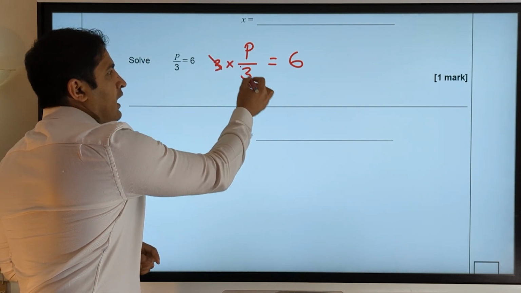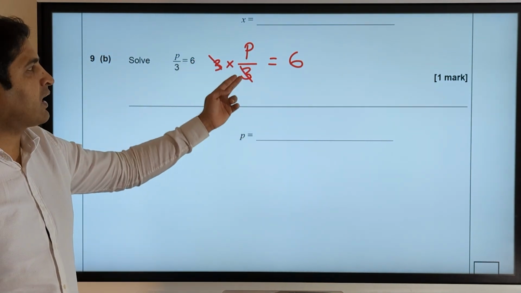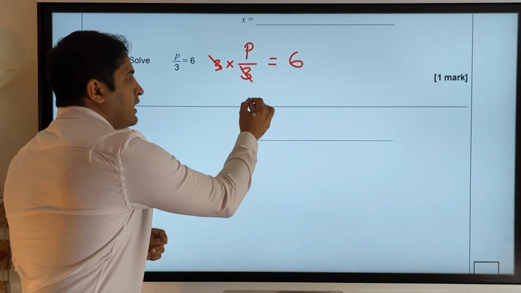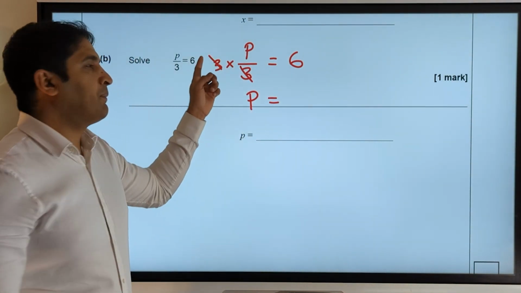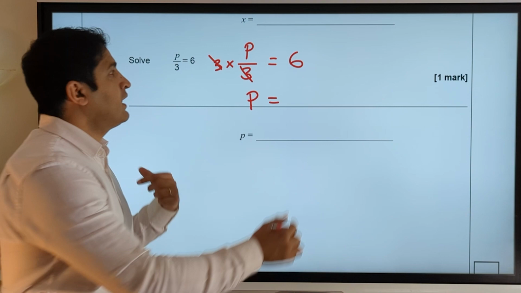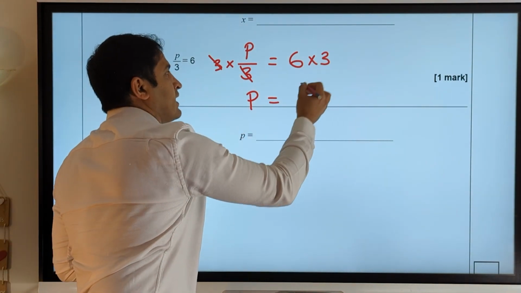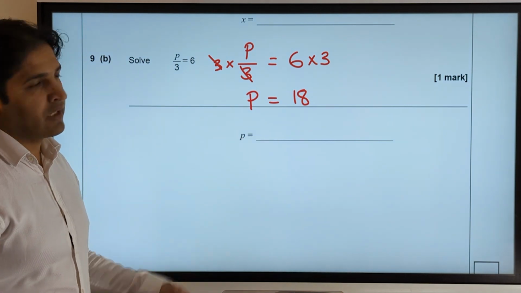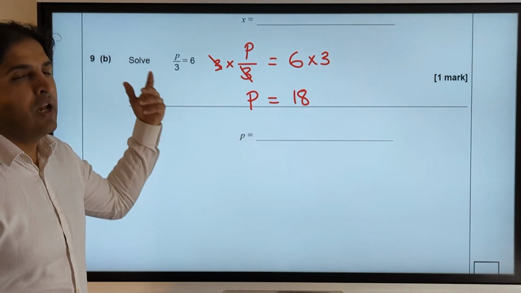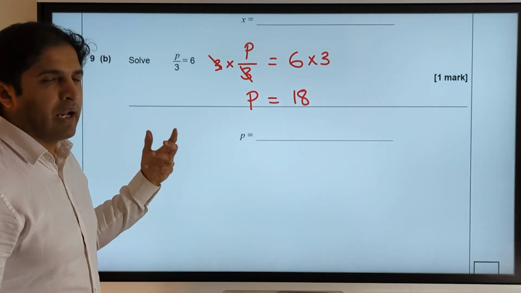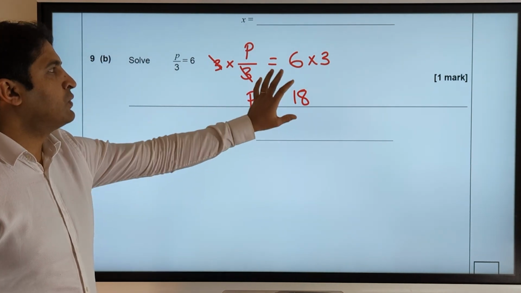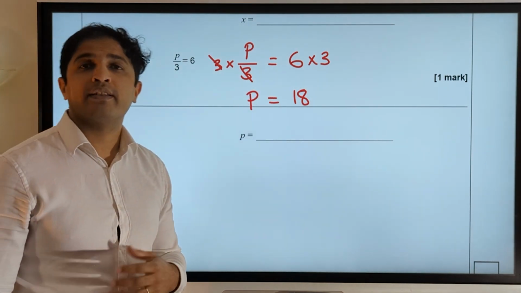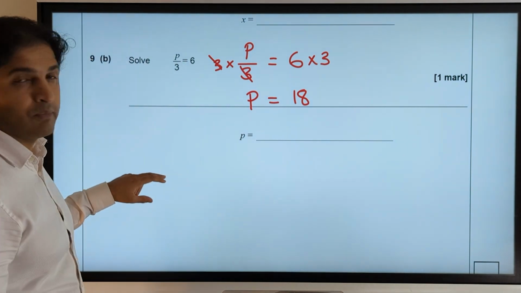So 3 and 3 gives you just 1. 3 divided by 3 is 1. So you're left with just p on the left hand side. But if I multiply the left hand side by 3, I need to multiply the right hand side by 3 as well, and you get 18. So p is equal to 18. Now again, you need to get that correct. You could use mental math, but I would prefer that you do the same thing on both sides, so you can answer some of the difficult questions as well if they come across.